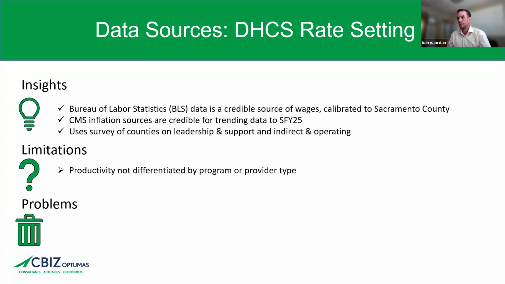Another data source is the DHCS rate setting process. Some of the insights gathered here are that the BLS data that was used is a credible source of wages, and it's calibrated to Sacramento County. The CMS inflation sources that were used are credible for trending data up to state fiscal year 25. It also uses a survey of counties on leadership and support and indirect and operating costs. The limitation here is that productivity was not differentiated by program or provider type.